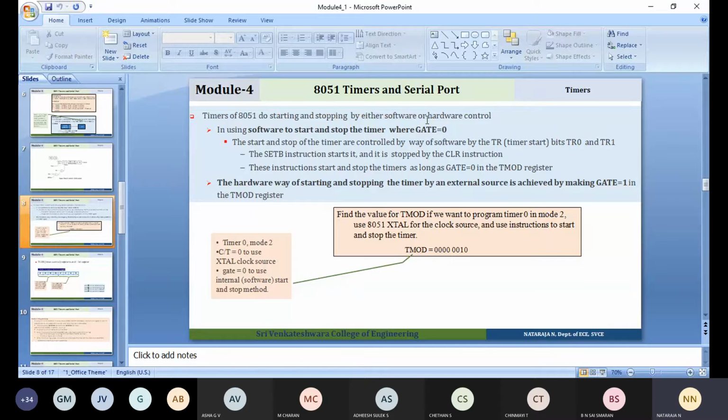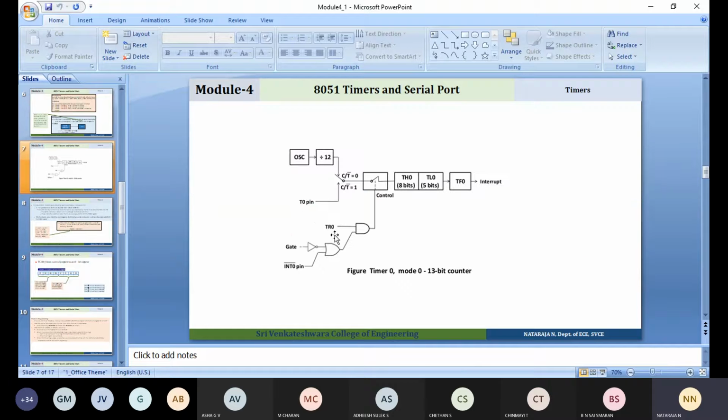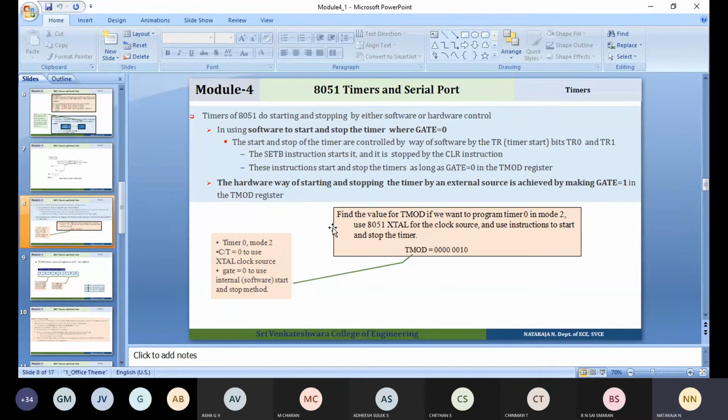Here the timers are started by setting the timer start bits TR0 and TR1. Using software, we start and stop the timers with TR instructions. We can start and stop by making use of software as well as hardware, using the TR0 or TR1 pins. Software means we use instructions to start TR0 and TR1.